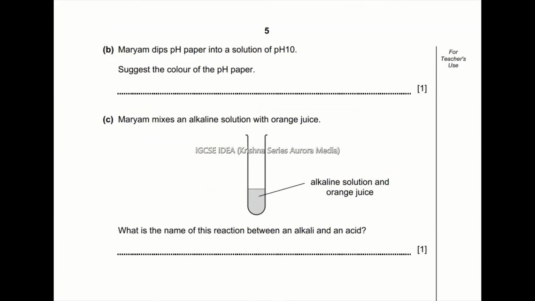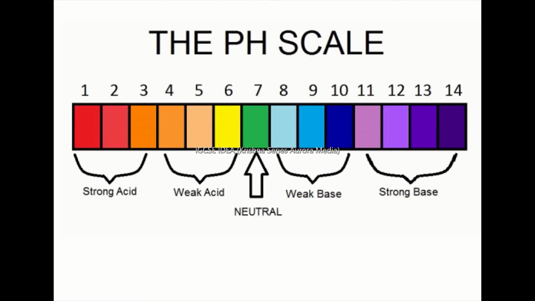B. Mariam dips pH paper into a solution of pH 10. Suggest the color of the pH paper. Now, I know what pH 10 is, but since I want you to know too, let me show you a diagram. Okay, so I've got my pH scale over here.